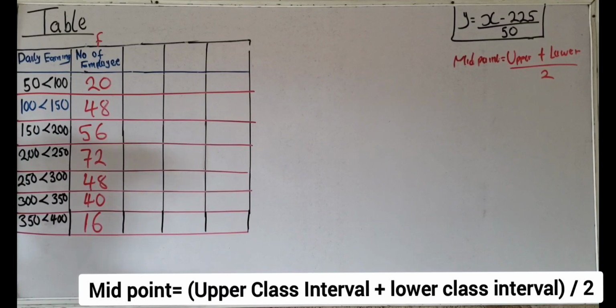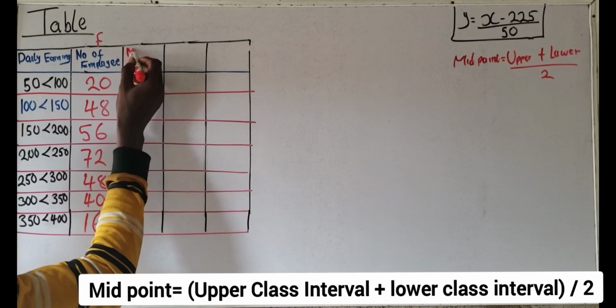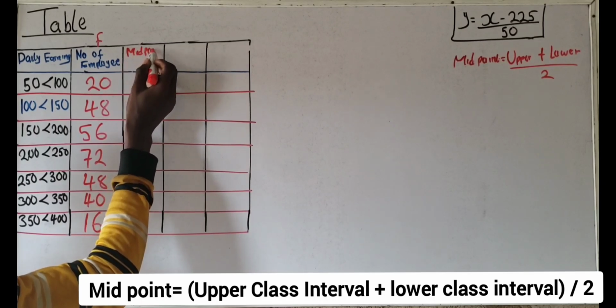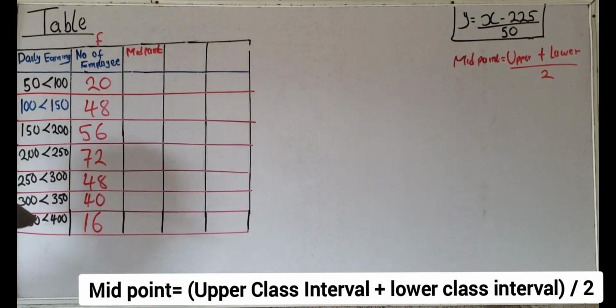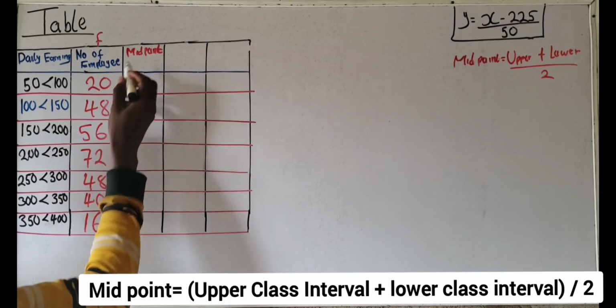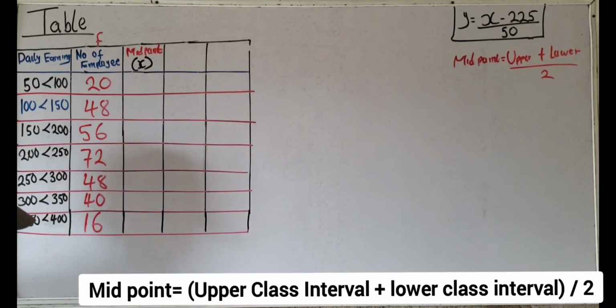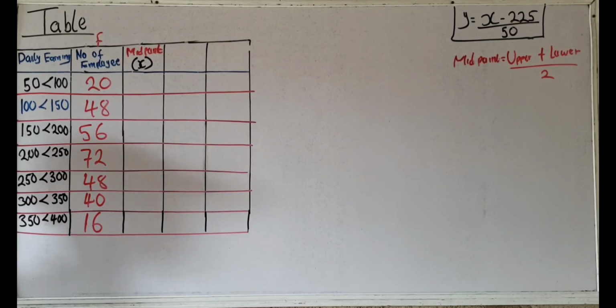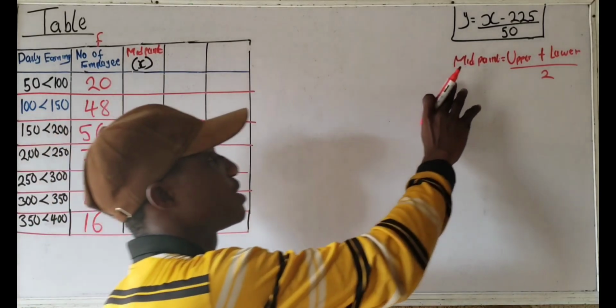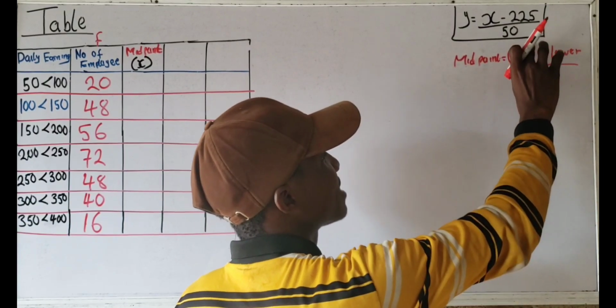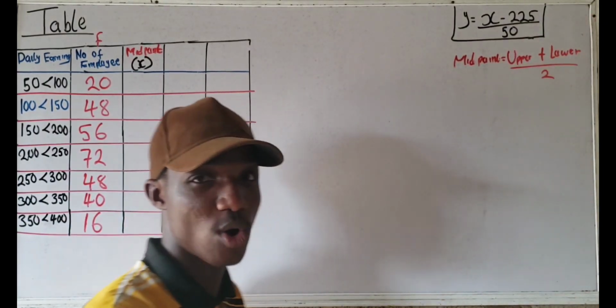Now, the midpoint, we are going to call that value x, okay? So let's put the midpoint. We're going to call it x. So I'm going to put it in brackets, x, okay? So the midpoint of each class interval will give us the values of x. And I gave you that the midpoint is calculated using this formula: upper class interval plus the lower class interval all over 2.